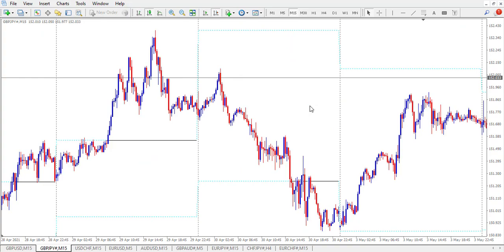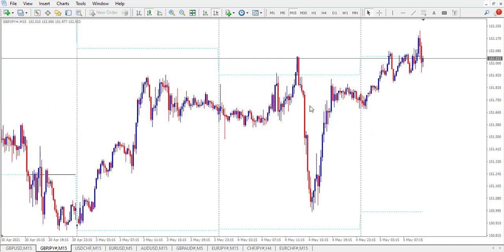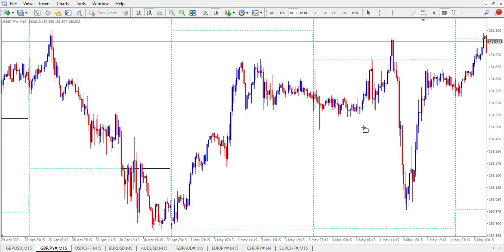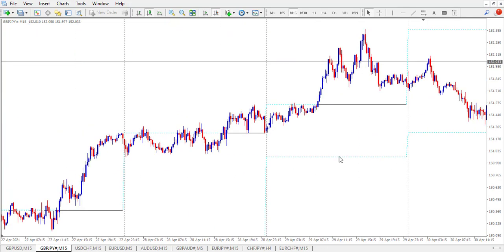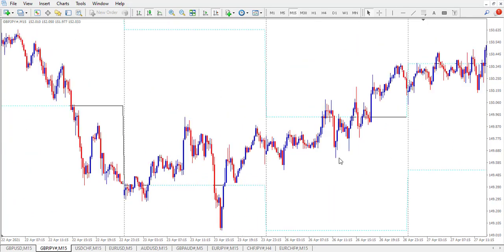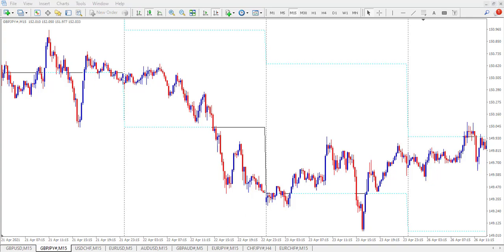So today we are going to be looking at this concept. Before we go any further, guys, let's explain what liquidity is all about. What is liquidity? How do we spot it, and how do we use it to our advantage in our trading journeys?